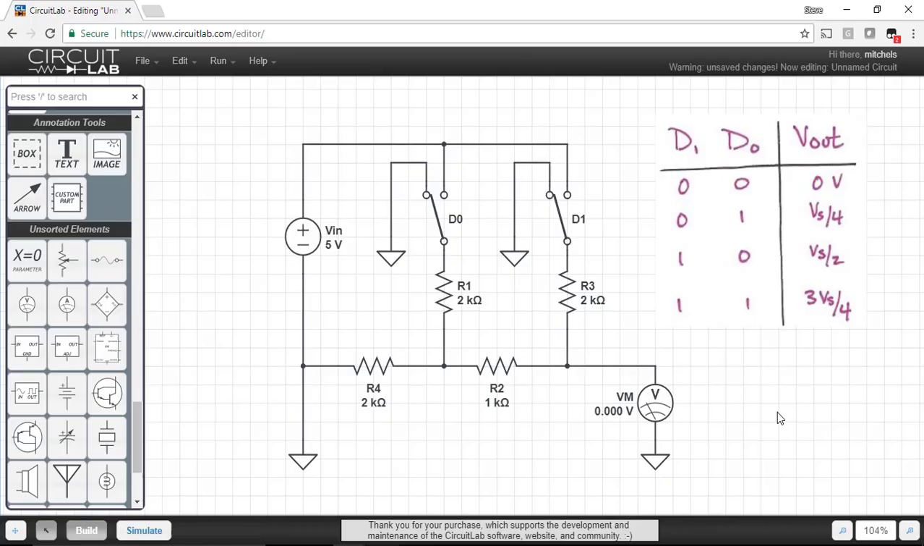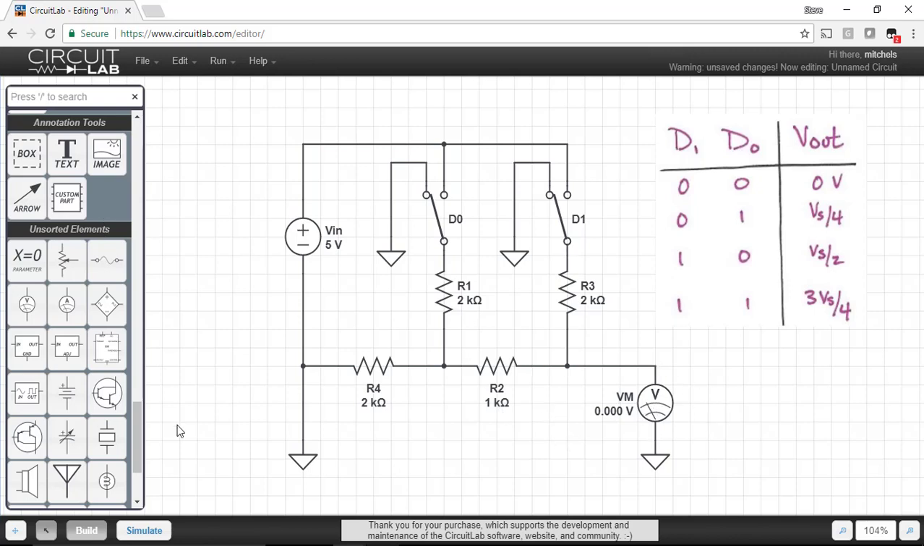And lastly, we'll go ahead and simulate our 2-bit R2R digital analog converter. Here we're using CircuitLab. I've set up my circuit with a supply voltage of 5 volts. I have two switches to denote D0 and D1. D0 is my least significant bit. For a 2-bit, D1 would be my most significant bit. And I've chosen my resistors of 1K and 2K, so I have R and 2R. And I'll measure my V out here.